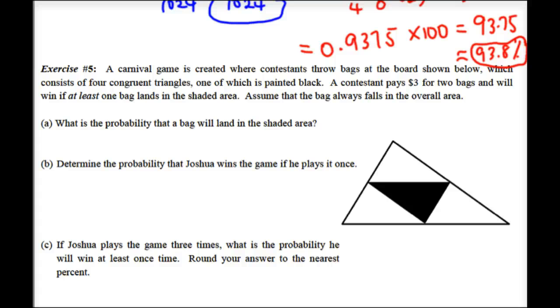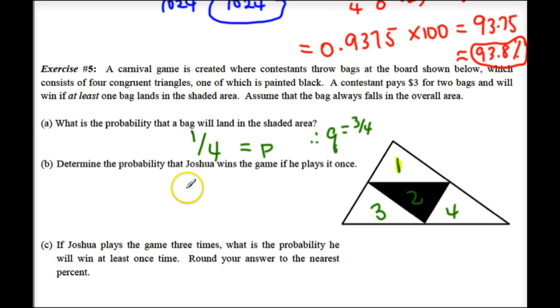So again, this is an easy one. There's one section, two sections, three, four. So the probability that it lands in the shaded section would be 1 out of 4. That's my P, my success. So therefore, Q would be 3 out of 4.